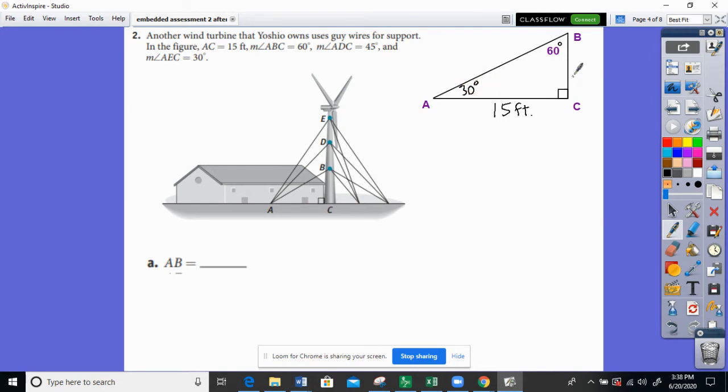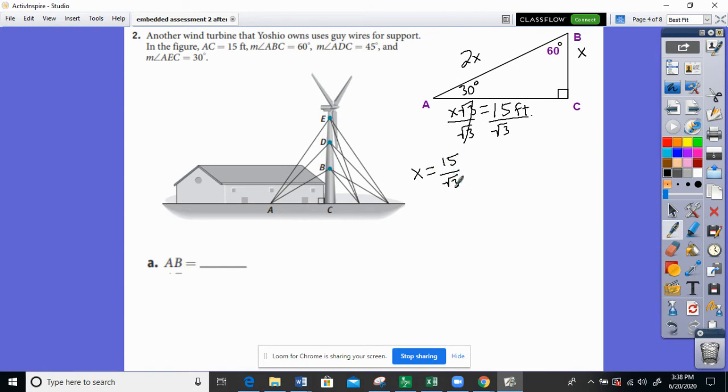So now, since this is a 30, 60, 90 triangle, we can label our sides x, x times the square root of 3, and 2x. And if we want to know what the length across from the 30-degree angle is, we just need to solve this equation for x. So that's x times the square root of 3 equals 15 feet. To get x by itself, we can divide both sides by the square root of 3. So that's going to give us x equals 15 over the square root of 3.